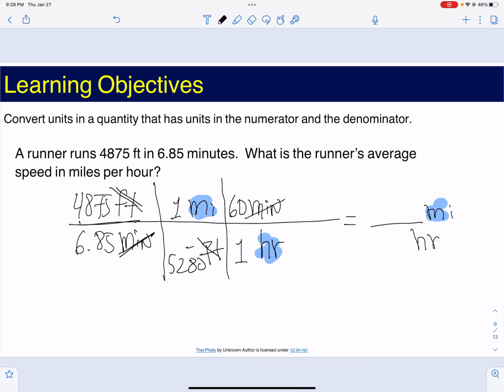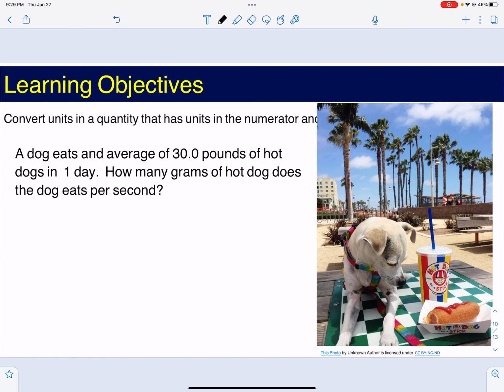So when you cancel something, if what you try to cancel is a numerator, then you put the same unit at the bottom. If you're trying to cancel something and it's a denominator, like 6.585 minutes, then you put the same unit on top. And that's how we do one that has a numerator and denominator. Let's do another one.